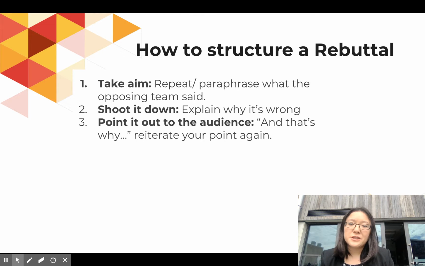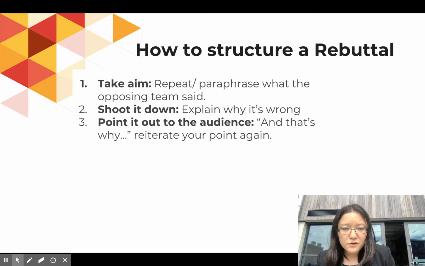So how do we structure a rebuttal? Remember the 3 steps. 1, take aim by pointing out what the other team said that you're going to rebut. 2, shoot it down by explaining why it's wrong. Then 3, point out what you did to the audience by saying, "and that's why," and you reiterate your point.